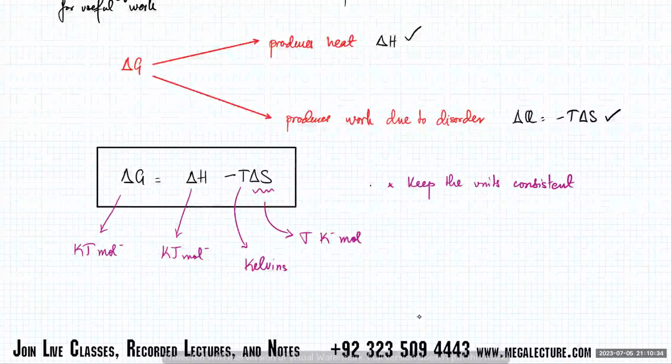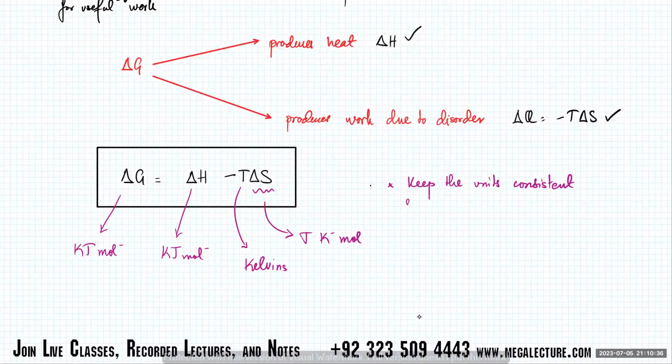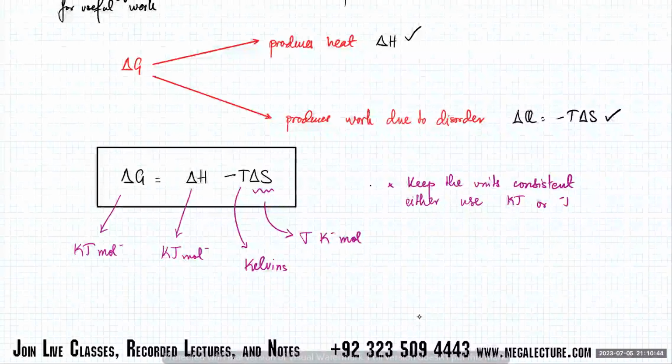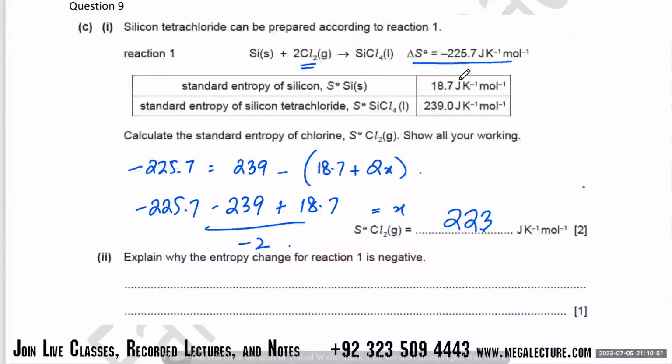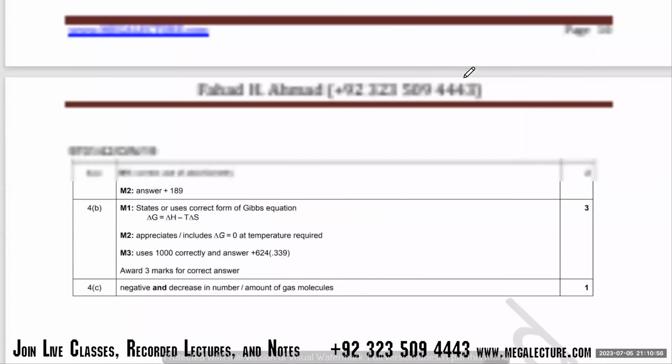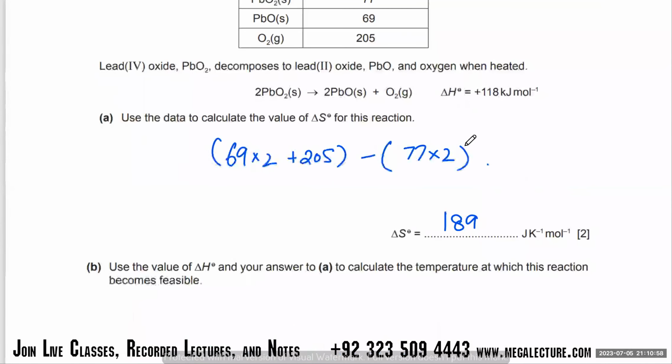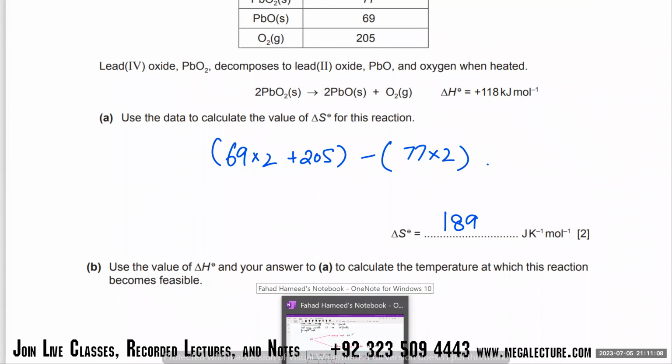Which basically means that you either use kilojoules everywhere or joules. So if your entropy is being calculated in joules, check in these questions. Every time, entropy is in joules. But every time you see enthalpy change, that's in kilojoules. So you either have to work in kilojoules or in joules. Make sure you convert the values, either all of them in joules or all of them in kilojoules.